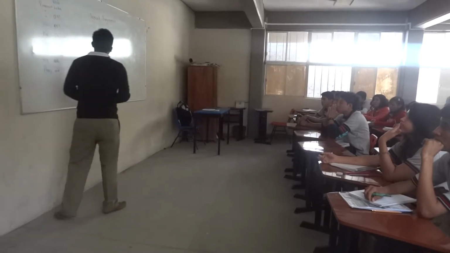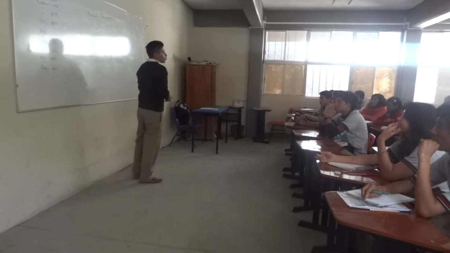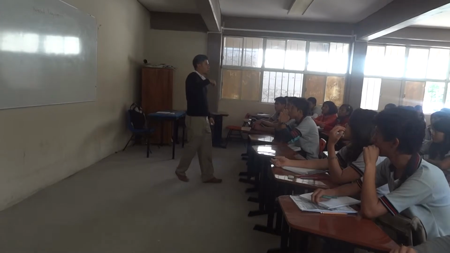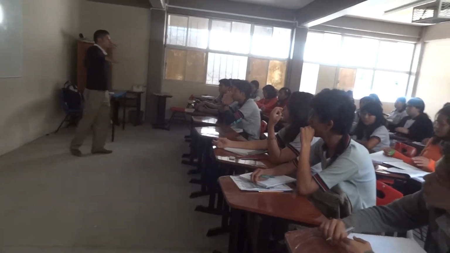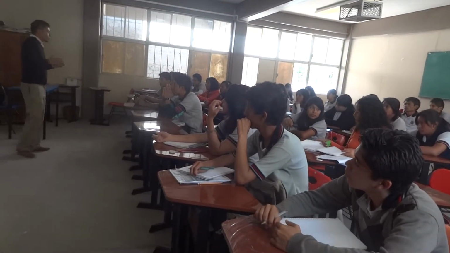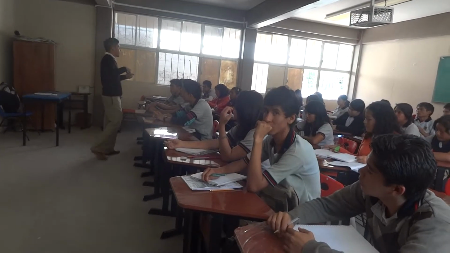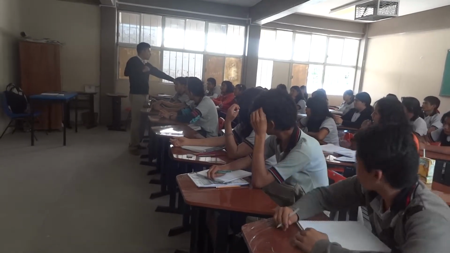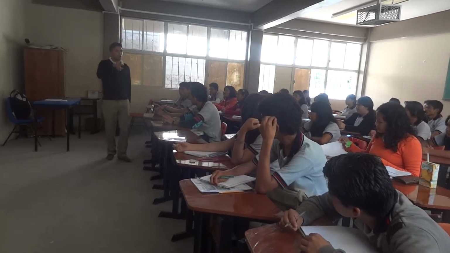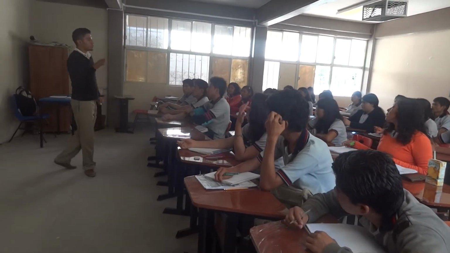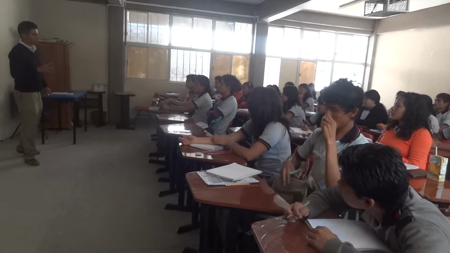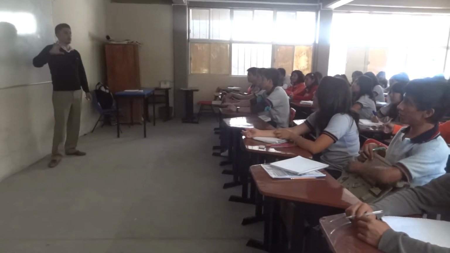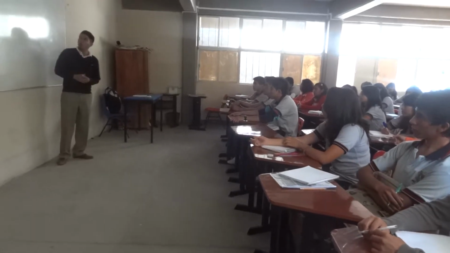So, the present progressive is when we are doing something just in this moment, the right moment. It's when you are doing something in the moment. For example, what is she doing? Escribiendo. Okay, escribiendo. Ella está escribiendo. ¿Cómo decimos eso en inglés? She is. Okay, we're going to write the structure.